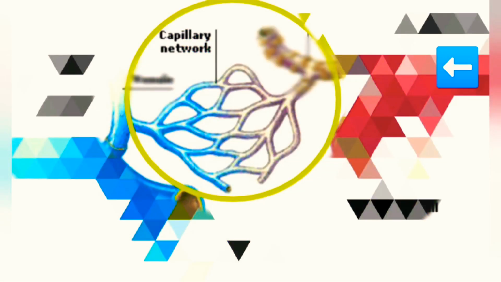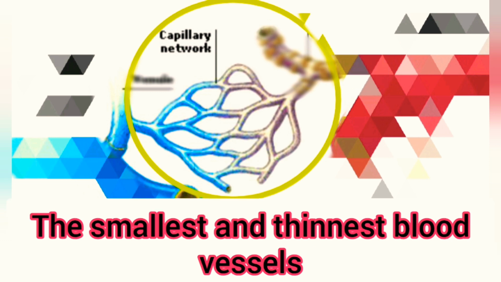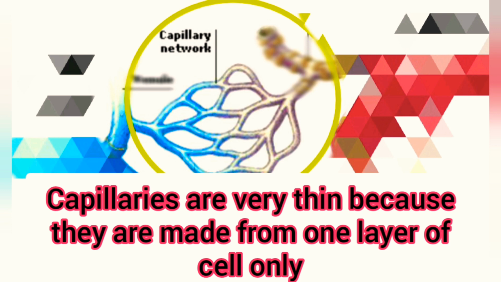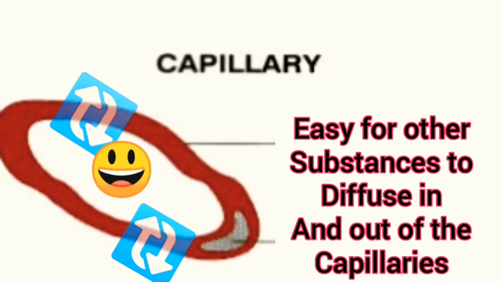Next, the capillaries. Capillaries can be found in all parts of the body. Capillaries are the smallest and the thinnest blood vessel in the body. Capillaries are very thin because they are made from 1 layer of cell only. And because of this, it is easy for other substance to diffuse in and out of capillaries.